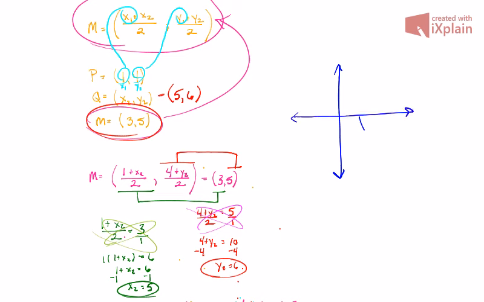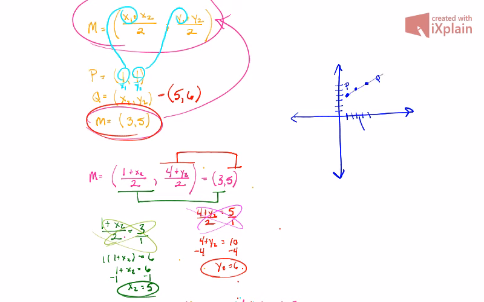So pardon the sloppy coordinate plane. If we were to put (1, 4) in there, so I'm going to go ahead and put that in there: 1, 2, 3, 4. So here's point P. Point Q we said was (5, 6). And then we said that point M would be (3, 5).